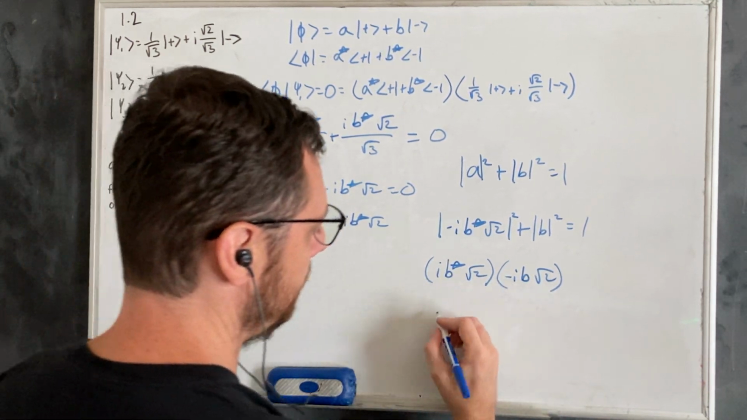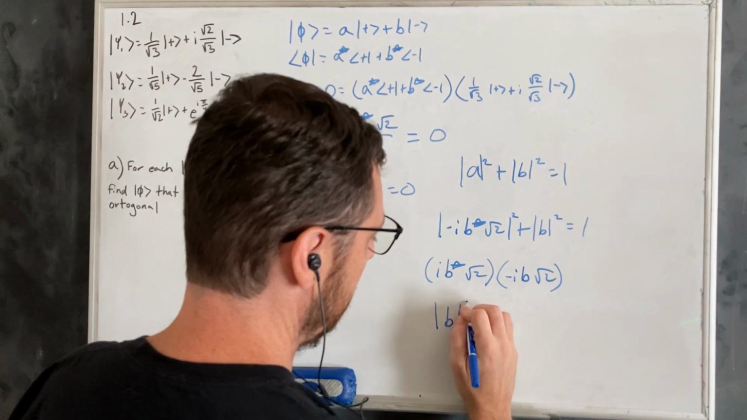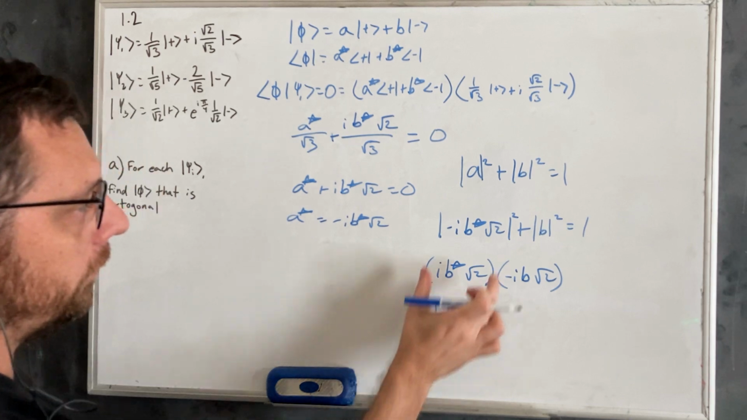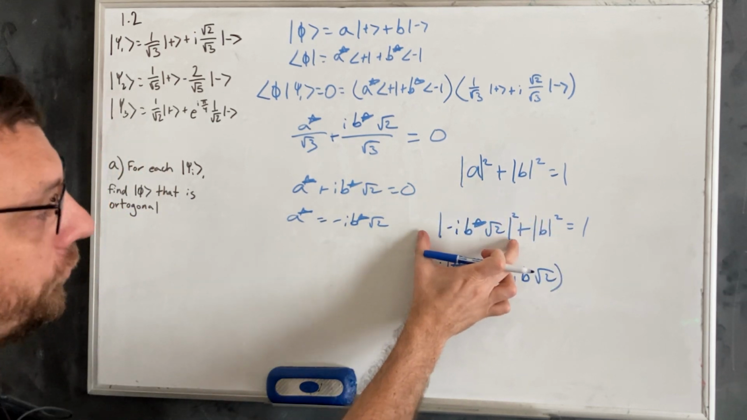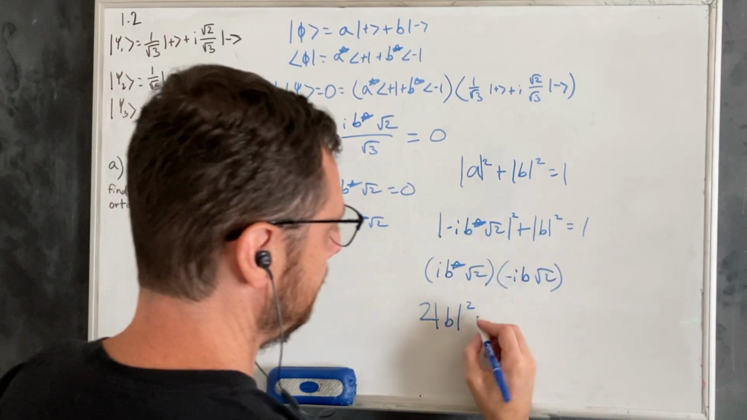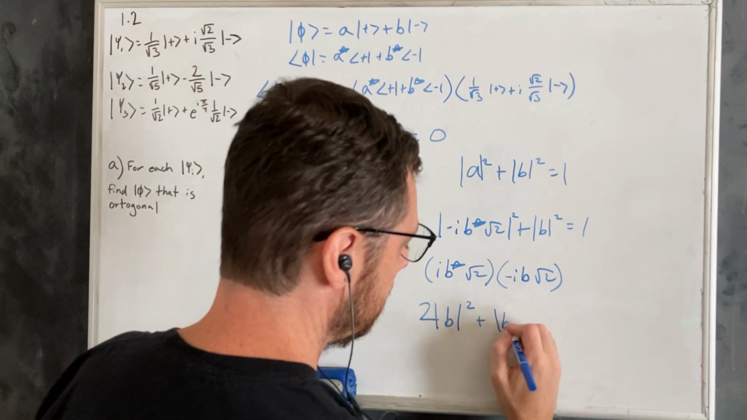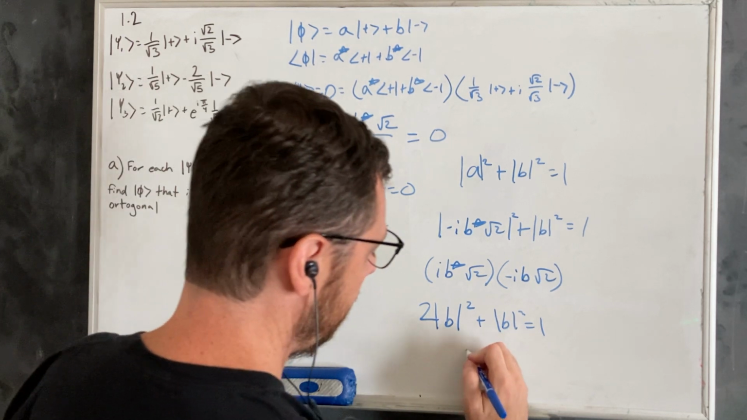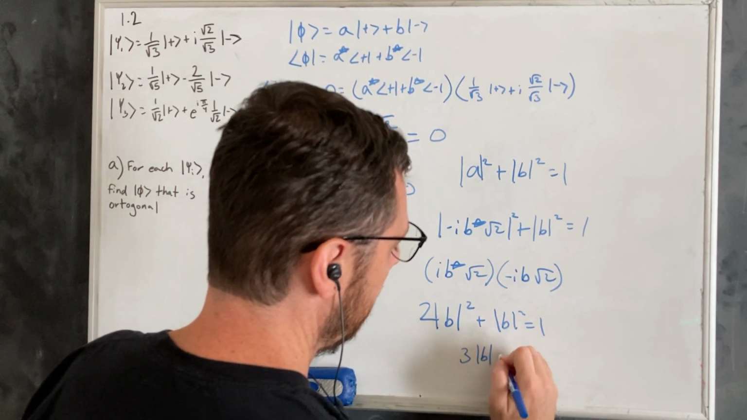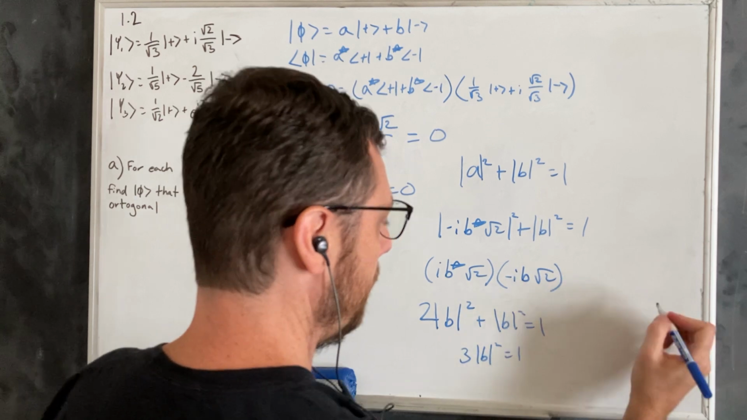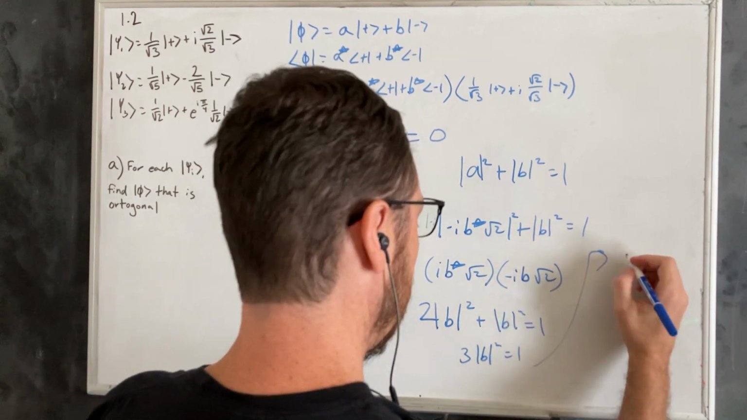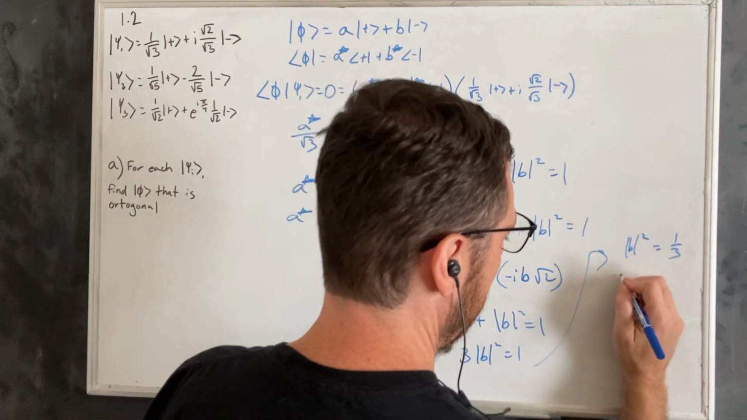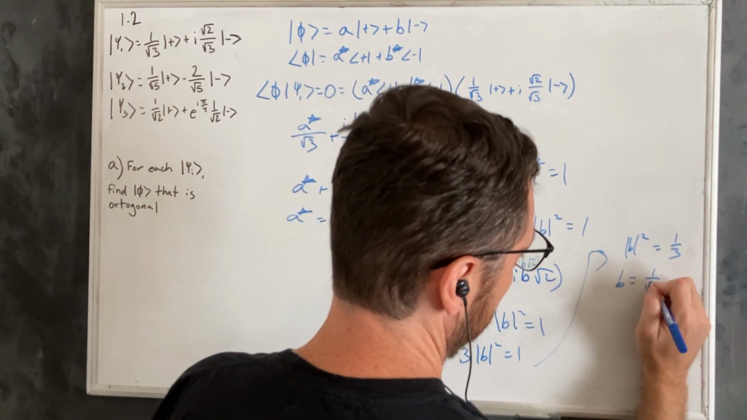B star b would just be b squared. So we have b squared, and then root 2 and root 2 make 2. I'll put the 2 up front. So this term here becomes 2b squared, plus we have another b squared here. And again, that equals 1. So total, we have 3 b squareds. 3 b squared equals 1, which means b squared is equal to 1/3. And of course, b is equal to 1 over root 3.